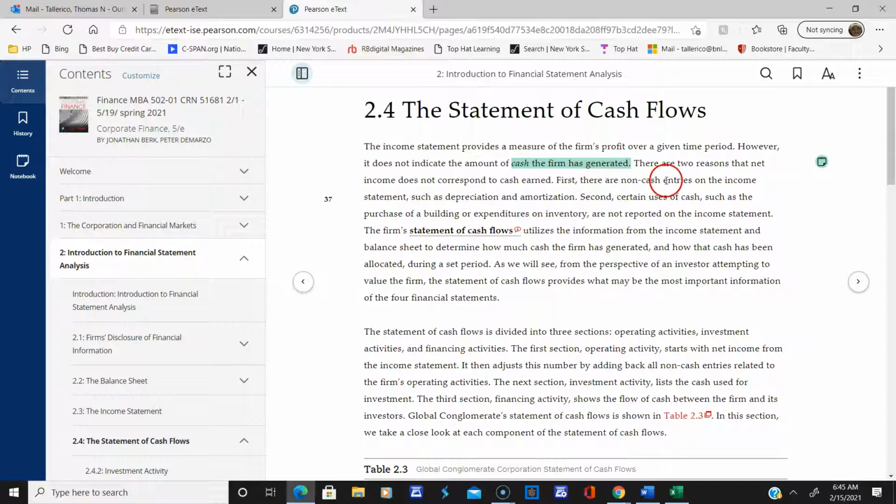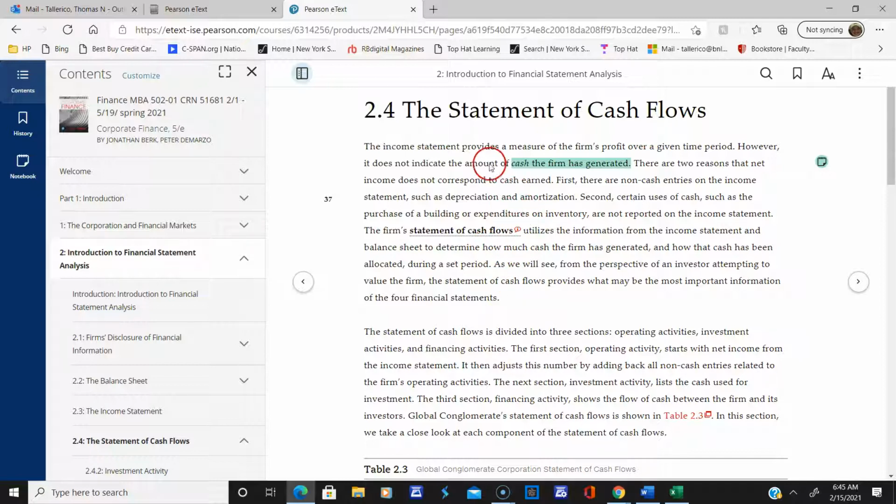First, there are non-cash entries on the income statement, such as depreciation. And here it is right here. Second, certain uses of cash, such as the purchase of a building, are not reported on the income statement. So the statement of cash flows looks at all the information from the income statement and balance sheet to determine how much cash you have generated and how that cash has been allocated.